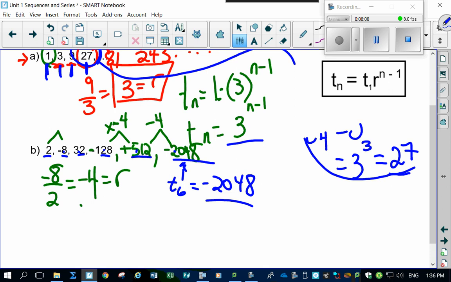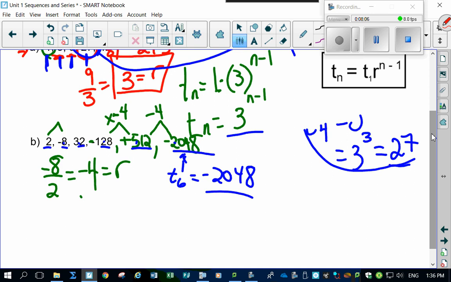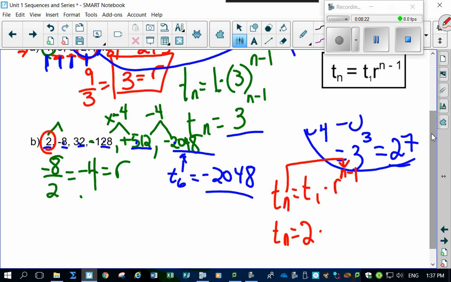Holy smokes. Now, this one also asks us, don't forget, we have to find the general term for this. So there's where we pop in the formula. Tn equals T1 times R to the n minus 1. Remember, these n's stay the same. Okay, so Tn, general formula, T1 is actually 2. And our ratio, which we found out to be -4. So let's put the -4 in brackets, to the power of n minus 1.